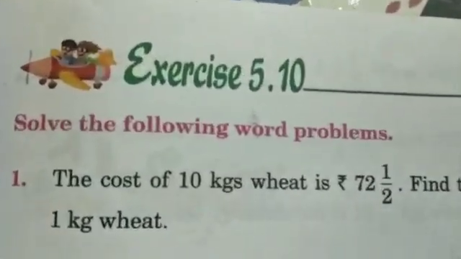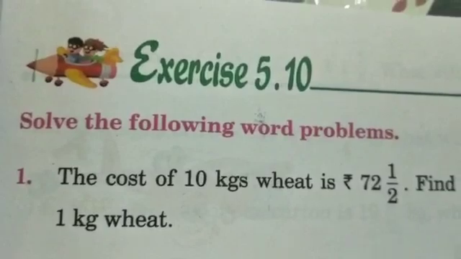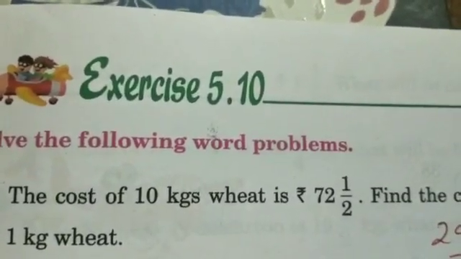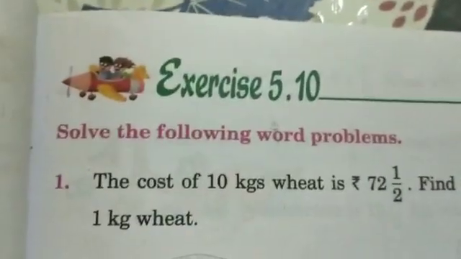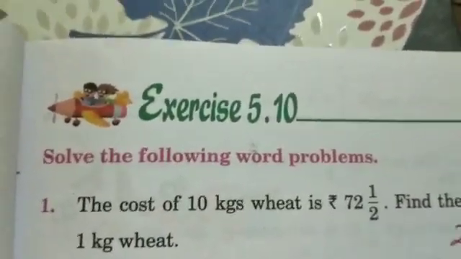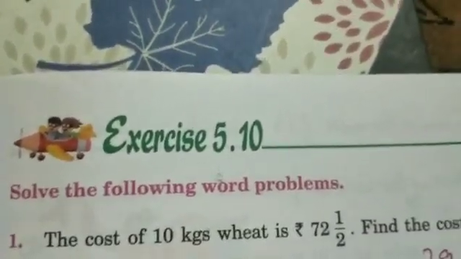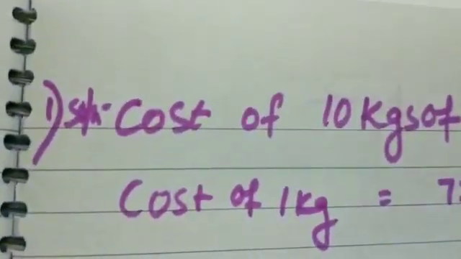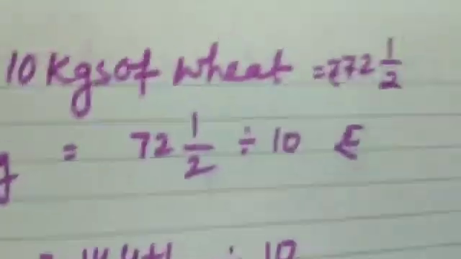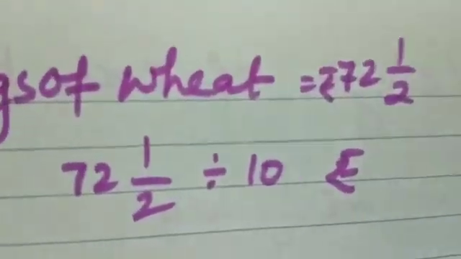The cost of 10 kgs wheat is rupees 72 and a half. Find the cost of 1 kg of wheat. Now here how we are going to find? First, in the solution, what you will do? You will write the cost of the 10 kgs of wheat, that is 72 and a half.